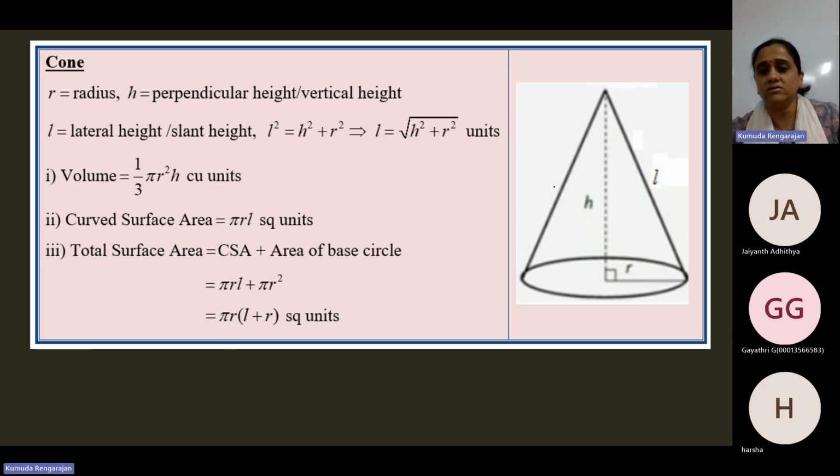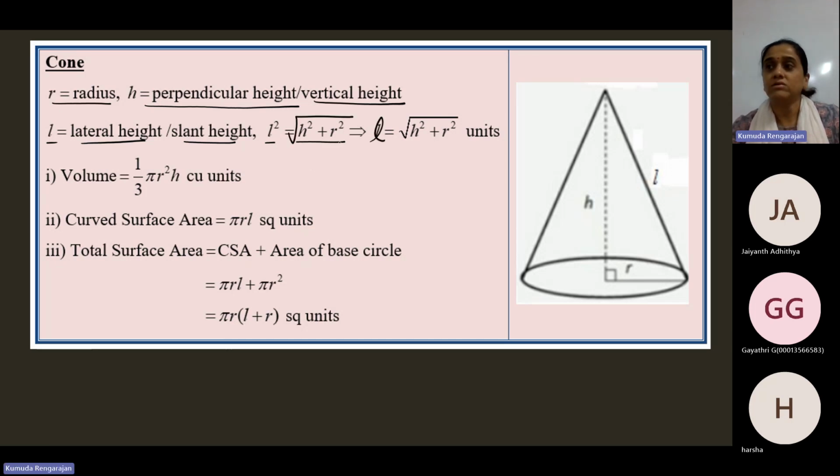This one is also called the lateral height of the cone, though mostly it's called the slant height. So r is the radius, h is the perpendicular height or the vertical height, l is the lateral height or the slant height, and the relationship l square is equal to h square plus r square, which means l is equal to square root of h square plus r square units.